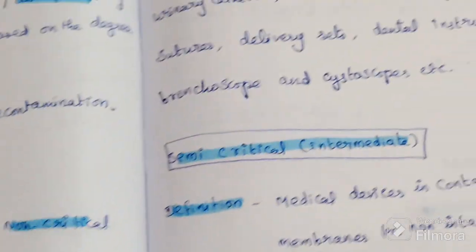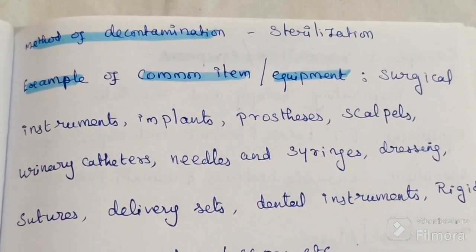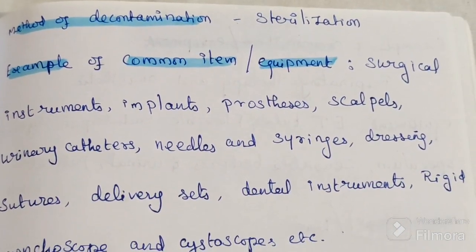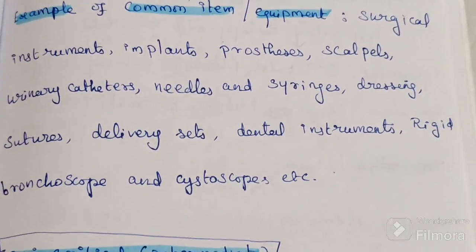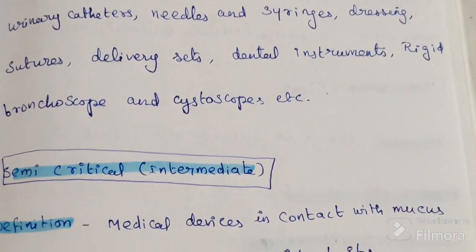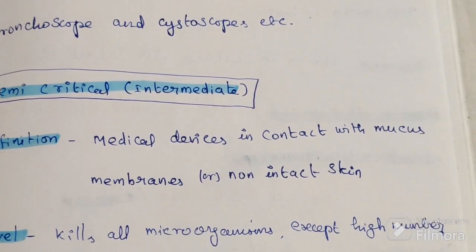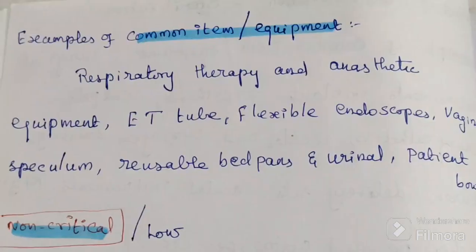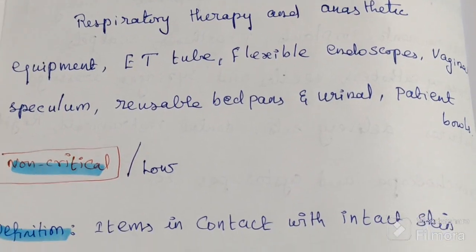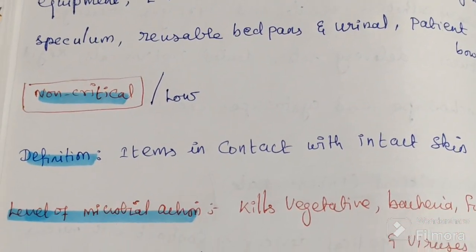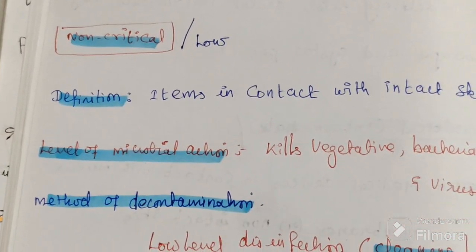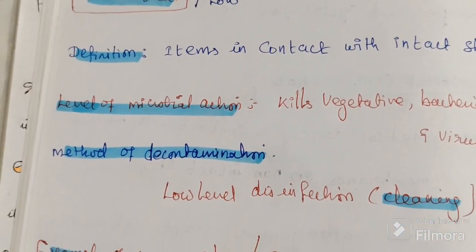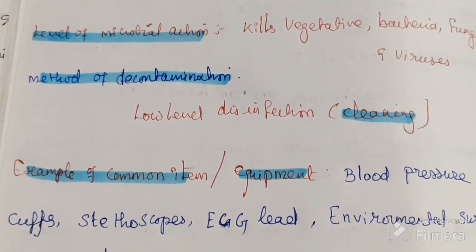Then semi-critical objects contact mucous membrane and require high level disinfection, which kills all but high numbers of bacterial spores. Then non-critical objects contact intact skin but not mucous membrane and require low level disinfection.